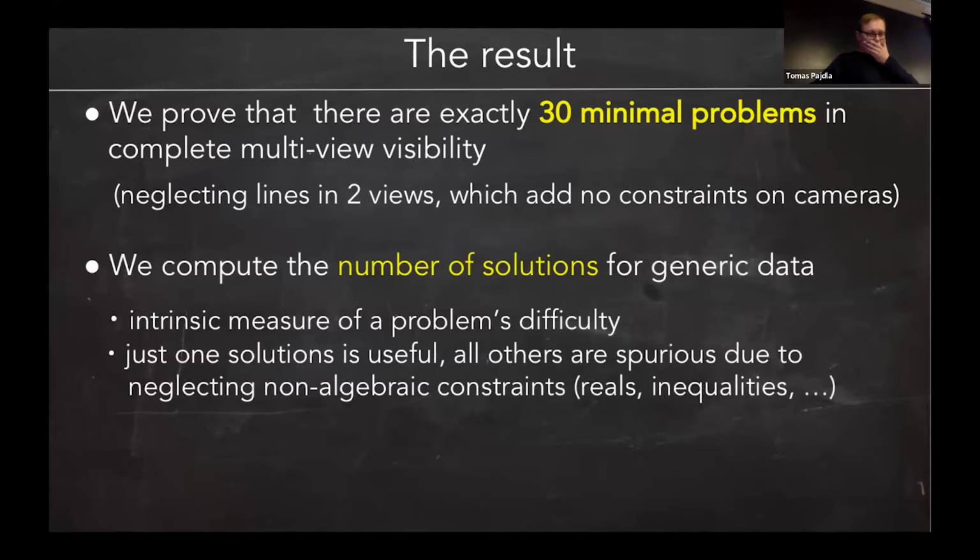Okay, so that's one thing. I will show the examples. And the second thing, we compute the number of solutions. For each of those 30 problems, we compute how many solutions there are. And the number of solutions reflects the complexity of the problem. Because if you have 100 solutions, then you have to solve something like a 100 by 100 eigenvalue problem. Right? So there's a matrix of 100 by 100. The bigger the matrix, the more difficult it is.